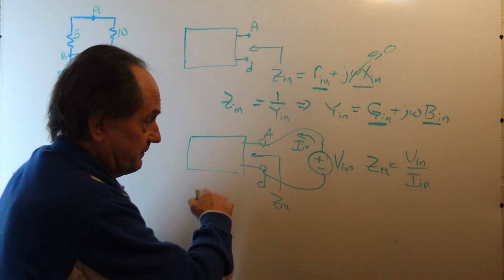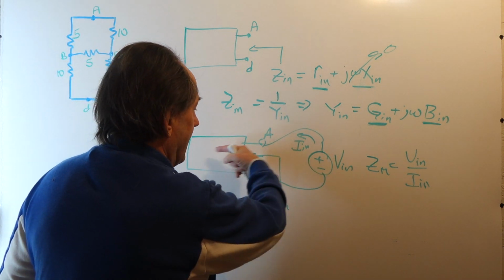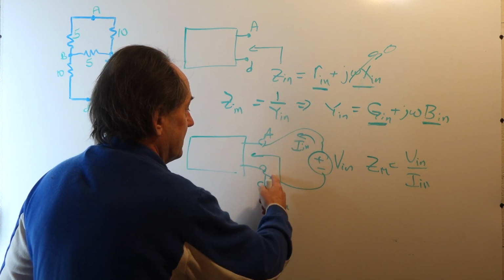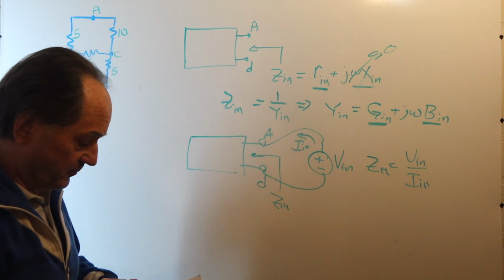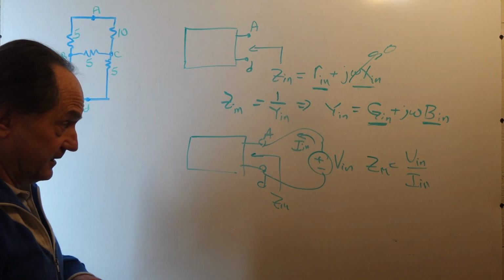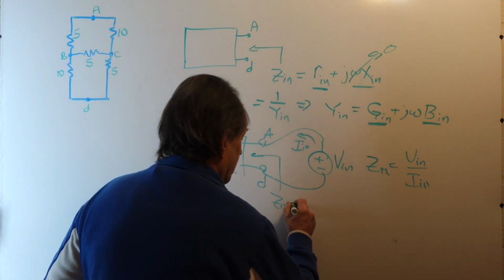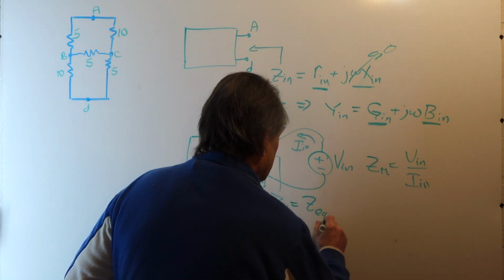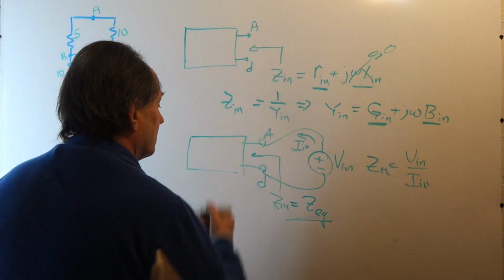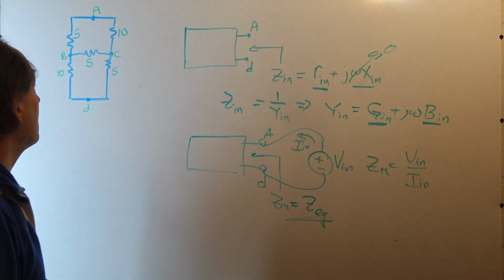Likewise, we could do something similar, and we could drive the input with a current source and then compute the voltage at the terminals and find the equivalent impedance looking in. We can call this Zn or Z equivalent. The equivalent impedance looking into a network between two nodes.